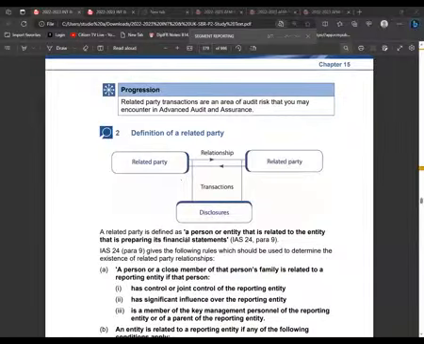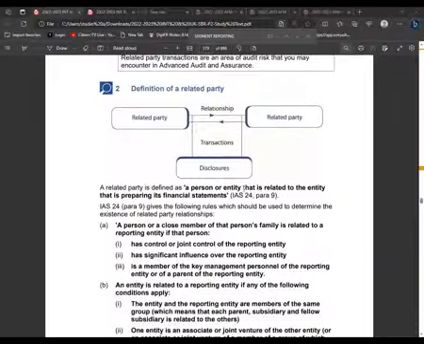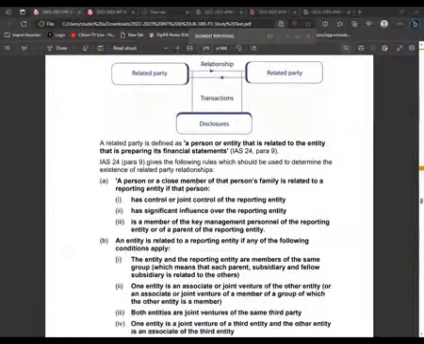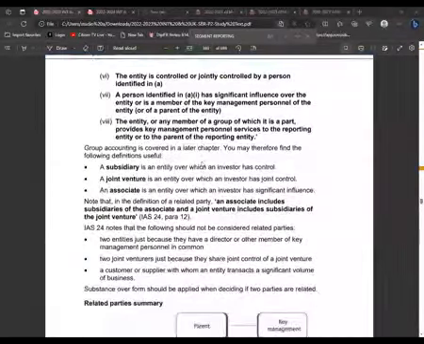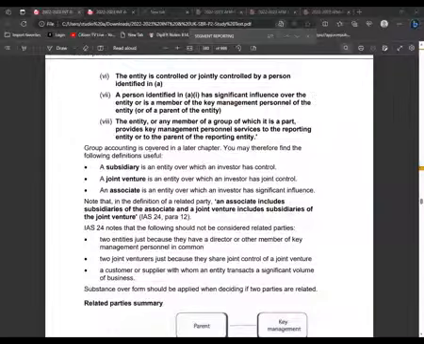A related party is defined as a person or entity that is related to the entity that is preparing its financial statements. When we talk of a person, a close member of that person's family is related to a reporting entity if that person has significant influence or control. You don't even have to cram this really. The most important thing now, things are coming here.